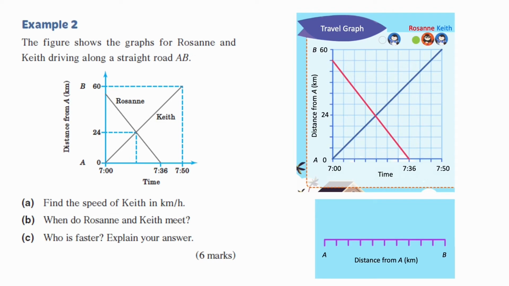We see that Keith is moving to the right. At the same time, Roseanne is moving to the left. Here, the two travel graphs intersect with each other. From this intersection, we can find out where and when they meet. This is an important skill when solving problems about travel graphs. After that, they continue to move along their own direction. Roseanne arrives at A before Keith arrives at B.